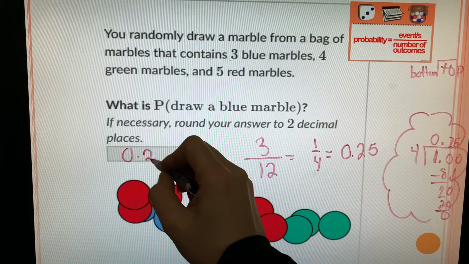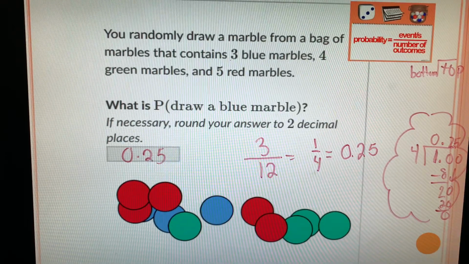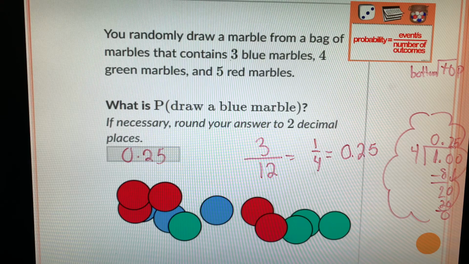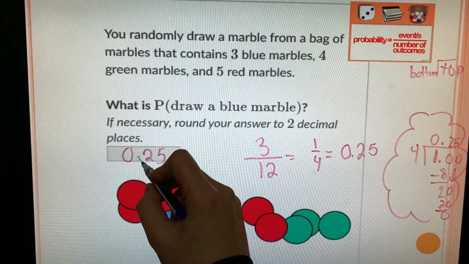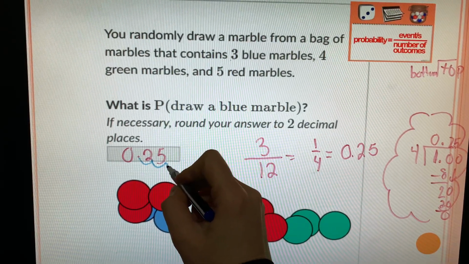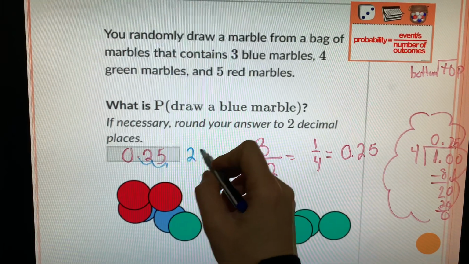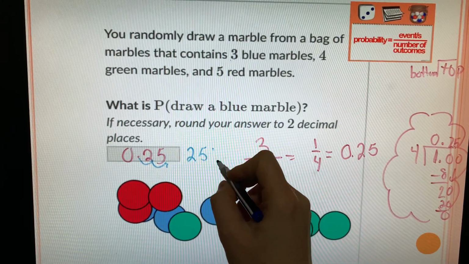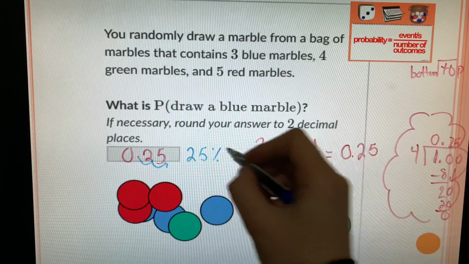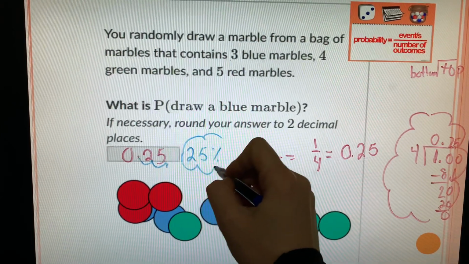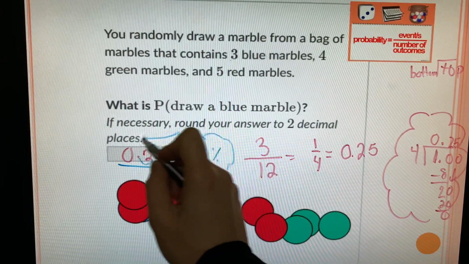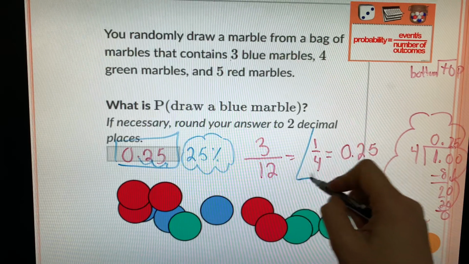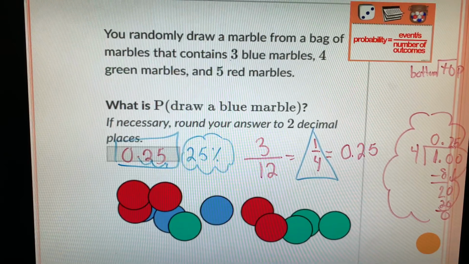Now I want you guys to think about, what if this was asked to give the answer as a percent instead? So as a percent, all I have to do now is move the decimal 2 places to the right. So the decimal will be in front of the 5, so that will make it 25. And I'm just going to add my percent sign. So 3 forms that I have here: I have my percent, I have my decimal, and I have the answer as a fraction.